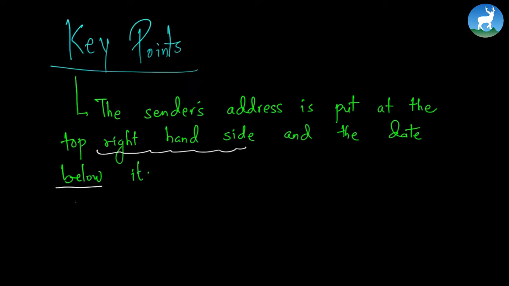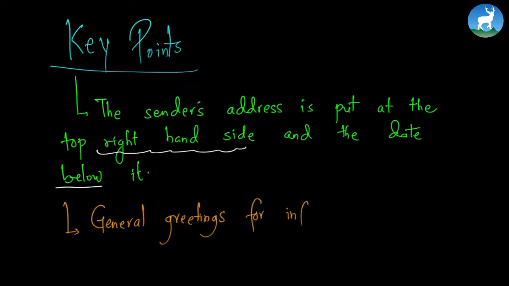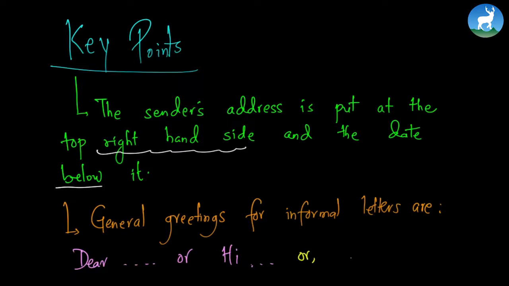The second point that you should keep in mind is the general greetings for informal letters. Some of the general ways of opening are Dear friend, Dear Ram, Dear Sham, Dear Hari, or simply you can start with a Hi. Hi Maya, what's up? Hi love. Or simply the first name of the person to whom you are writing. Sometimes you can just begin your letter by writing Ram, pretty easy. Or you can write Harry, comma, and what's up. This is the general way of greeting in informal letters.